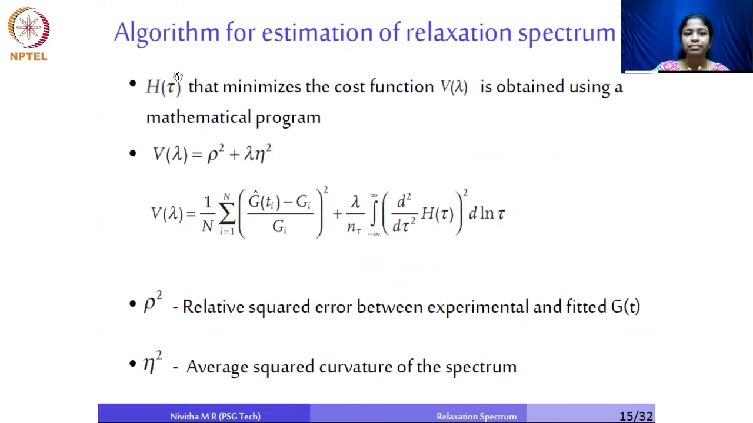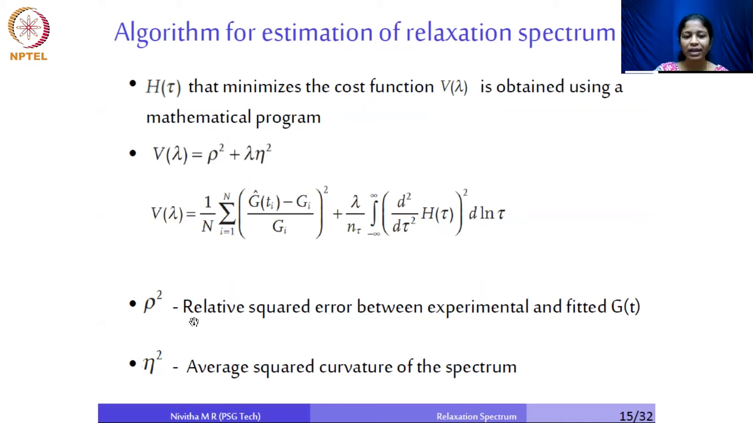The next thing is, we are trying to identify this H of tau function that minimizes a cost function V of lambda. I'll tell you what this V of lambda is. Lambda here is used as a regularization parameter. Don't worry about it, I'll tell you how it is done. Now, how is this V of lambda defined? We said this is a cost function, right? This cost function is defined as the summation of two terms: the first term rho and the second term involving lambda and eta.